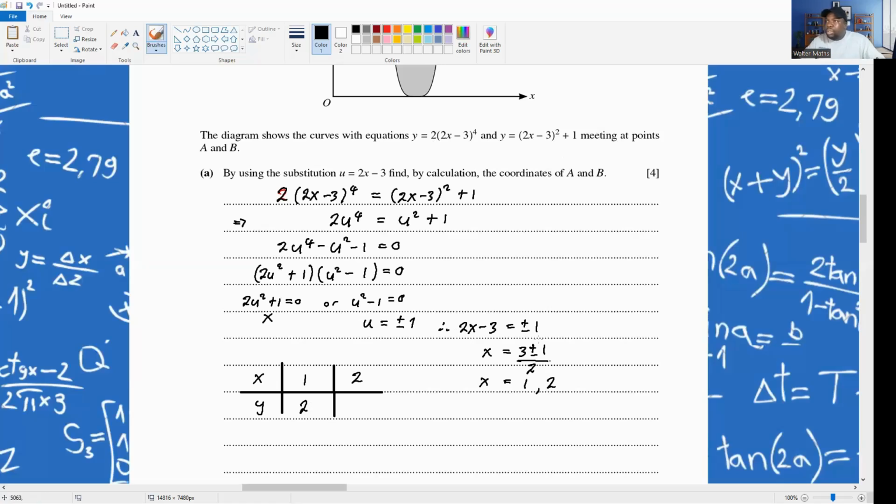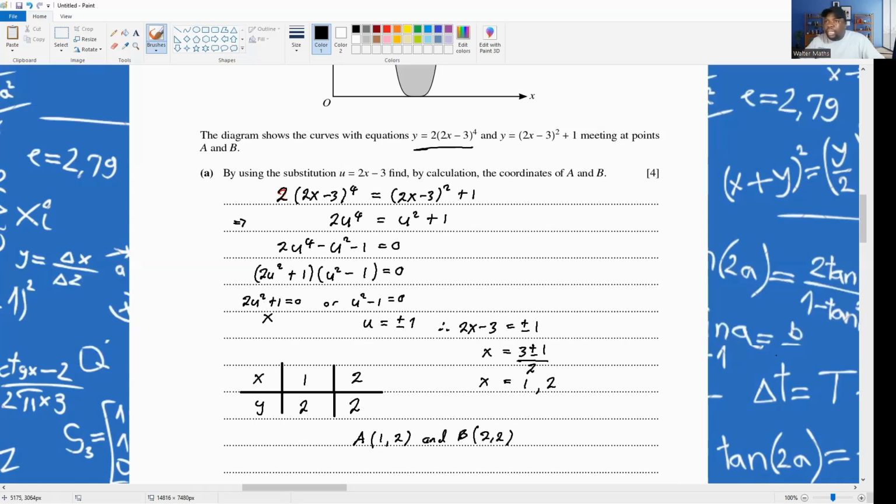And substituting 2 back, I'm using this first equation. If I place 2 in place of x, it'll be 2 times 2, 4, 4 minus 3, 1. 1 raised to the power 4 is 1 times 2, it will still be 2. So we will get these values. So the coordinates of A and B are A is 1, 2, and B is 2, 2.